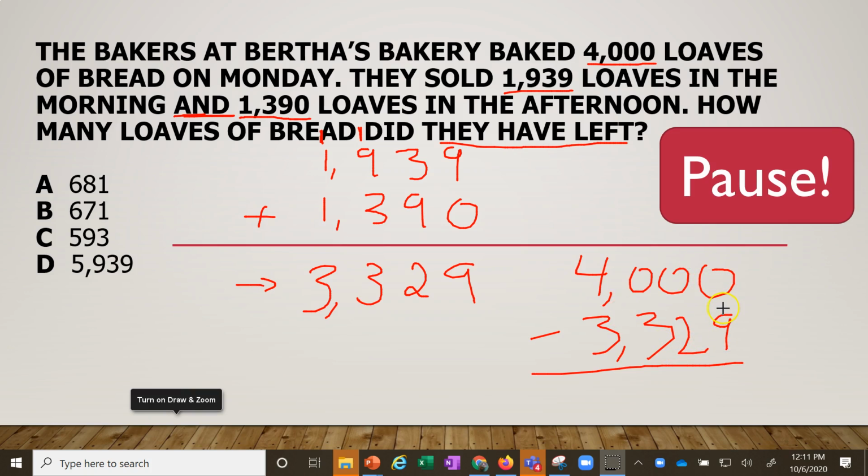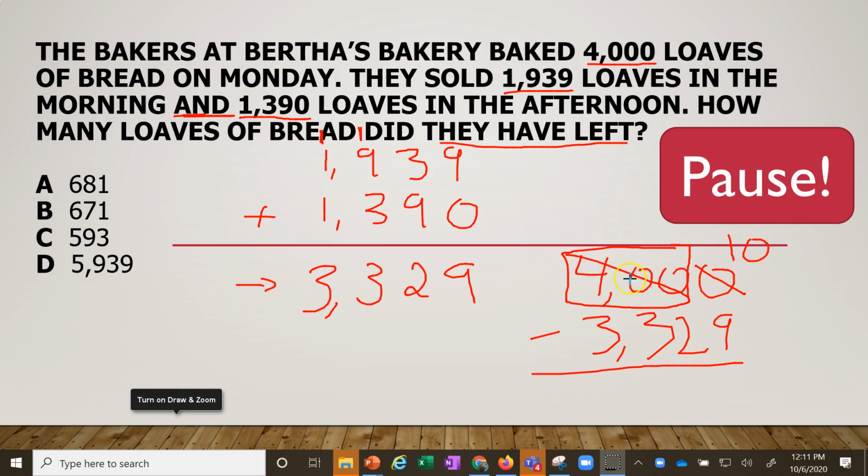0 minus 9 I can't do. Some of my students in Mr. Engel's class say that, oh, 0 minus 9, that's easy, that's 9. No, 9 minus 0 is 9, but 0 minus 9 we can't do. We have to go next door and borrow from our neighbor. Well, when we're borrowing from 0, as you learned, you can box it up.